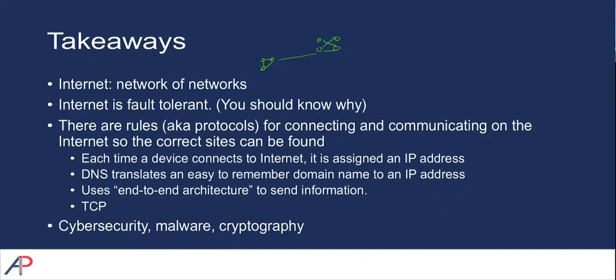The internet is fault tolerant. You should know why. So we talked about TCP/IP, which is a very big reason why the internet is fault tolerant, but also know that the internet is redundant. Things can take a different path and they could still end up at the same exact place. There are rules, aka protocols, for connecting and communicating on the internet so the correct sites can be found. We went over this in our review earlier as well.